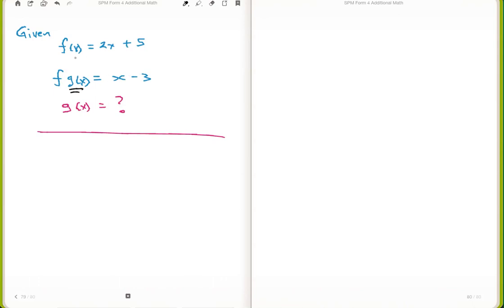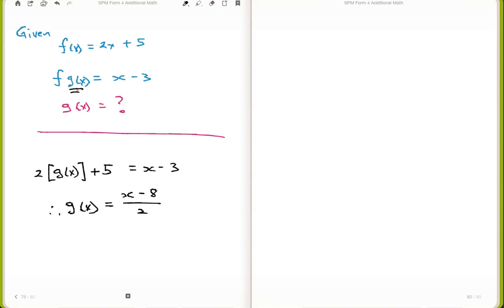So therefore, my f(x) function would be 2 times whatever g(x) is, plus 5, is equal to x minus 3. Bring them around, rearrange them, therefore my g(x) would be equal to x minus 8 over 2. So x minus 8 over 2 would be my answer. One way, meaning you are given the first one, the front, and you are asked to look for the second one.